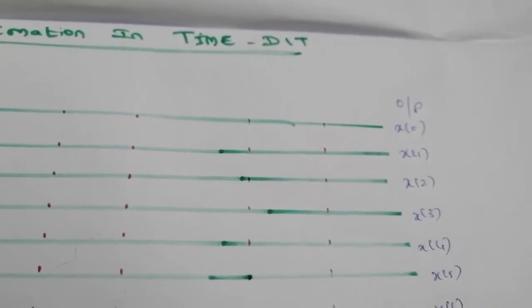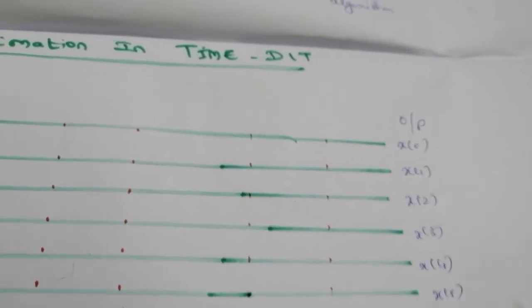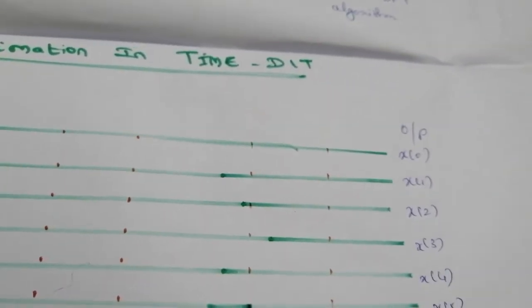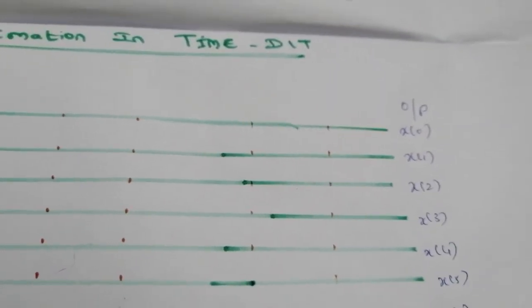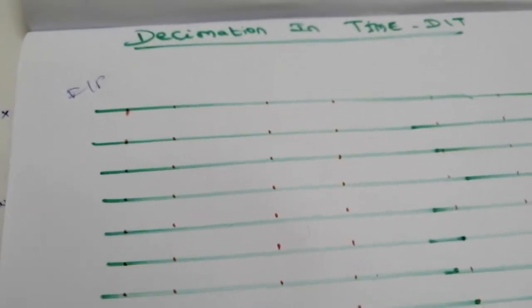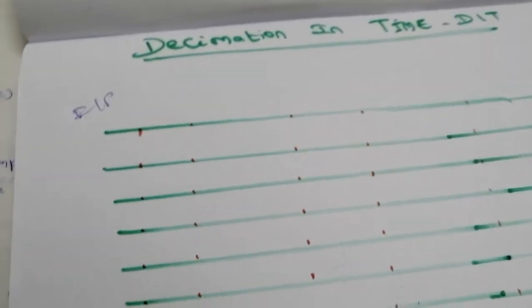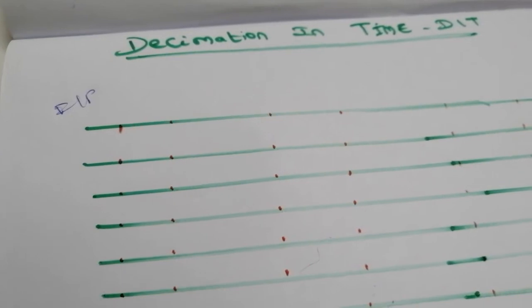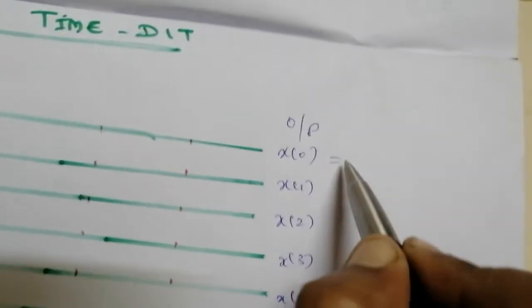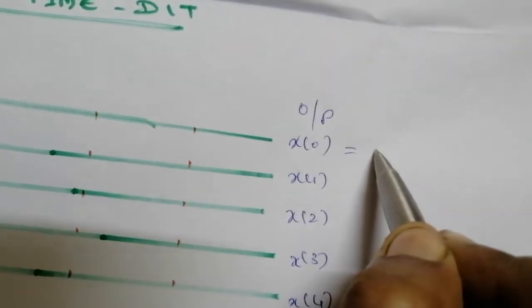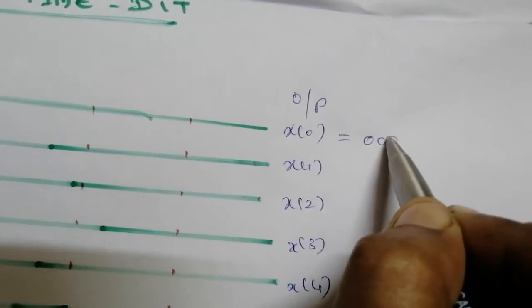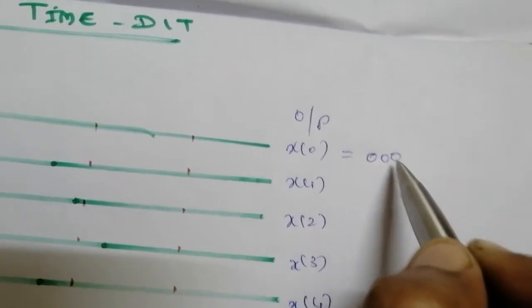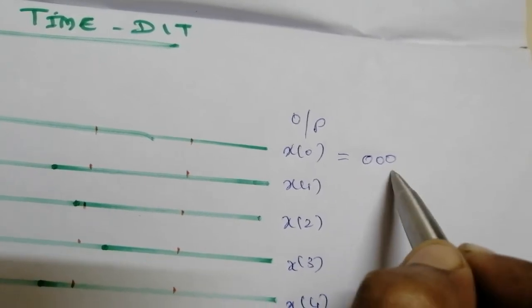I am repeatedly told that in DIT the normal order is written on the output side, that is the RHS side, and the input side is going to be in bit reversal order. Bit reversal is nothing but writing the binary format. That is x of 0 equals 000, because it's 8 points, so we can represent it with 3 digits, right?